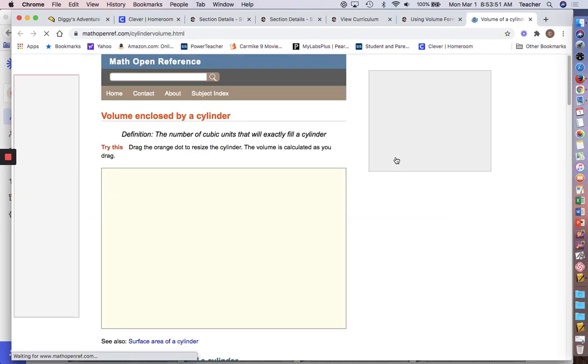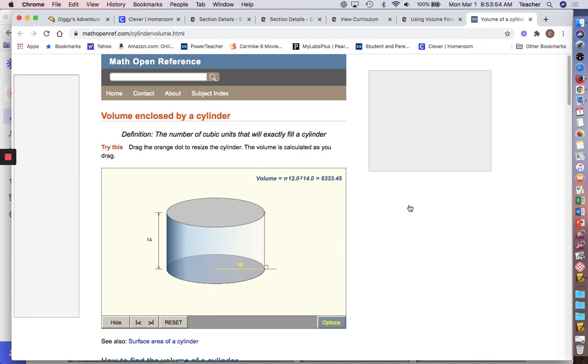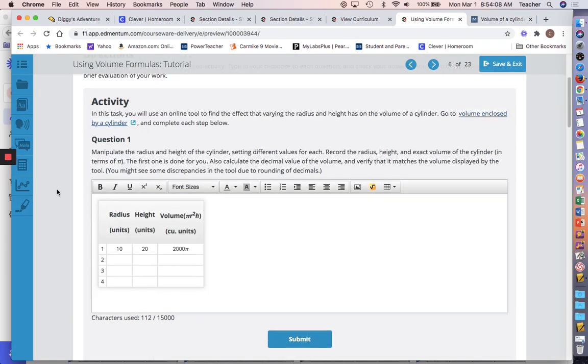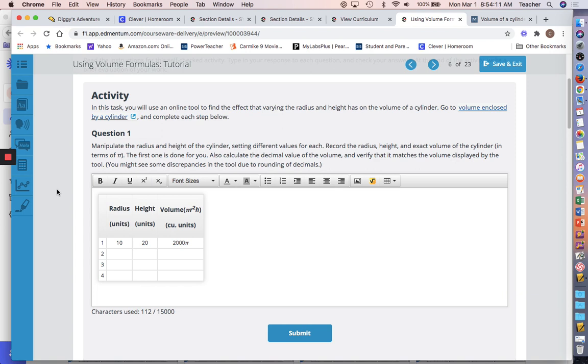So I'm going to click on my GeoGebra. Okay, so I've got a cylinder here. It looks like the radius is 12 and the height's 14. They go ahead and give me the formula, which is pi r squared h. Alright, so let's see what I gotta do with this. Manipulate the radius and height of the cylinder, setting different values for each. Record the radius, height, and exact volume of the cylinder in terms of pi. In terms of pi means pi stays in your answer. ACT likes doing this because they don't like decimals, so they'll do all the math except for the 3.14 in the calculator, and then whatever number they get, they'll stick the pi symbol right behind it.